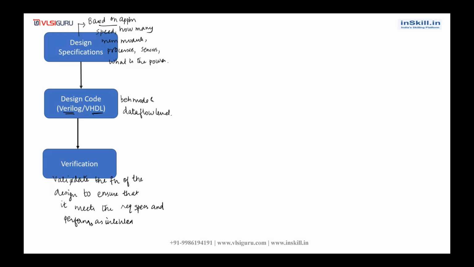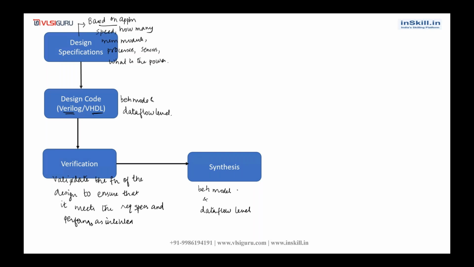Now after that, we have the synthesis team. What does the synthesis team do? As of now, the design code is available in behavioral model and data flow level model. The synthesis team converts this behavioral model and data flow level model code into a gate level netlist, a technology node specific gate level netlist.